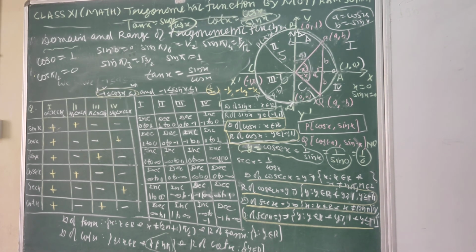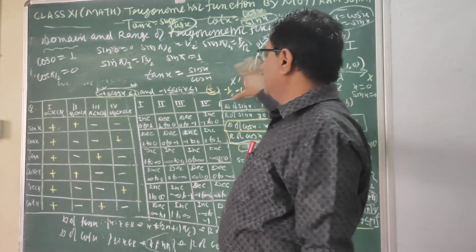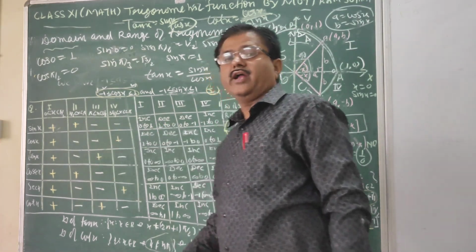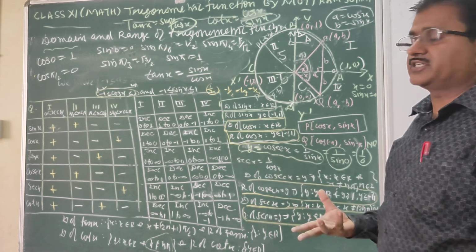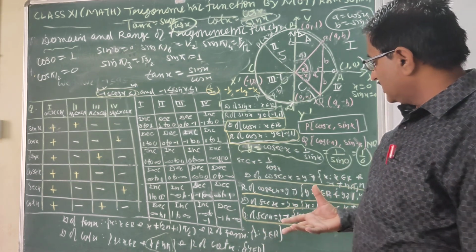So this is all about it, and these two circles and these two tables are very important. With the help of these, the whole of trigonometry can be understood. Yes? So all the best for the next video.